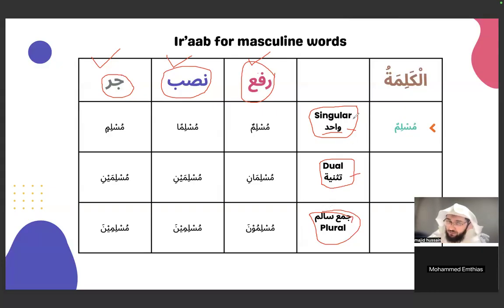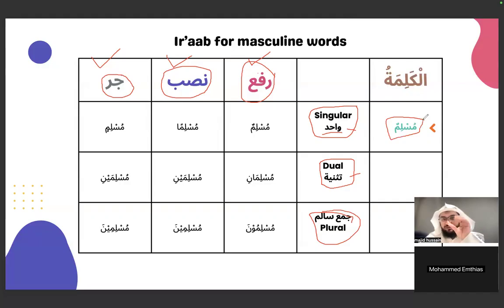Now, these nouns, how do they change into three different categories of I'raab? The first category of I'raab is Rafa. I will repeat. The second category of I'raab is Nasab. And the third category of I'raab is Jar. Now, I have selected a word named Muslim. The word Muslim.